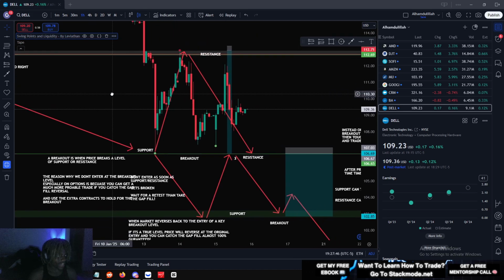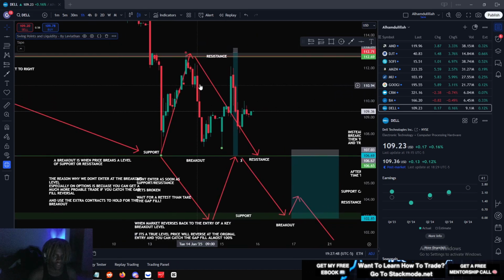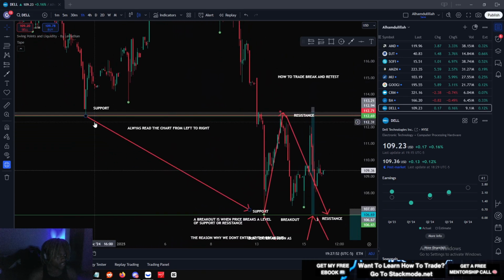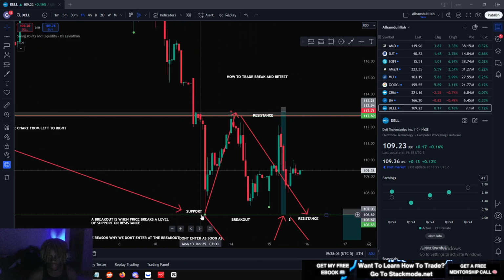Let me go ahead and show you the example if price were to go ahead and long. So I hope this makes sense. So price started here at this support, right? Broke down. Made this support right here. This is why we don't trade the breakout, because we didn't know it was going to stop here. We don't know. Even when this one gets broken, we don't know where it's going to stop.